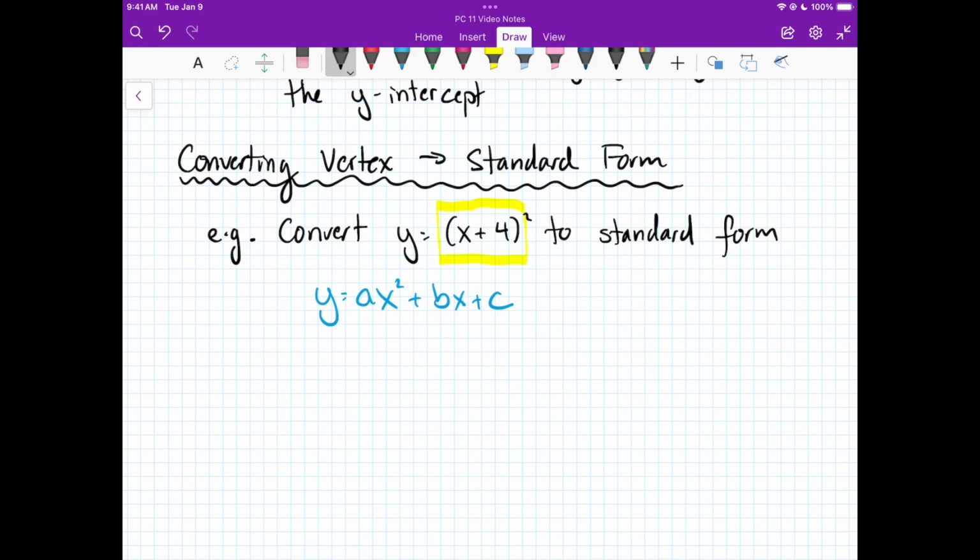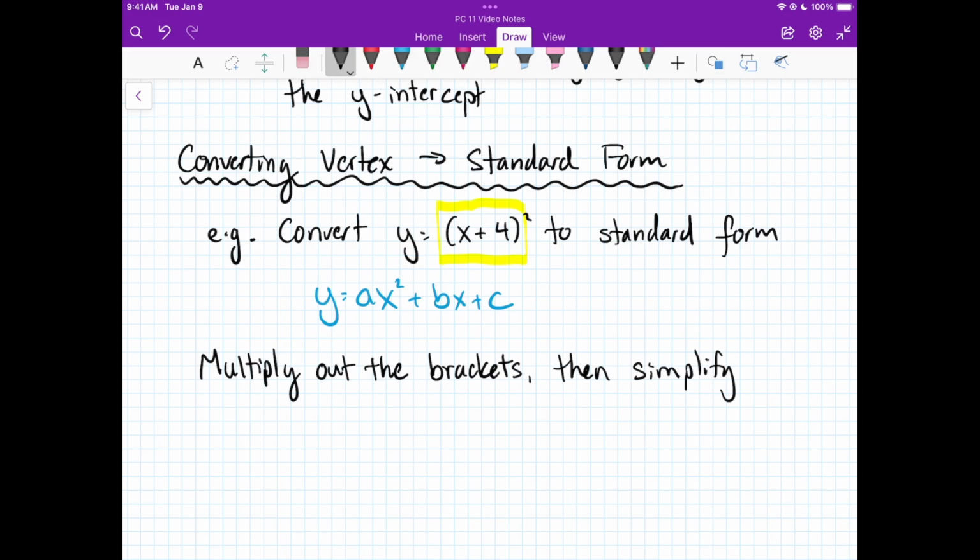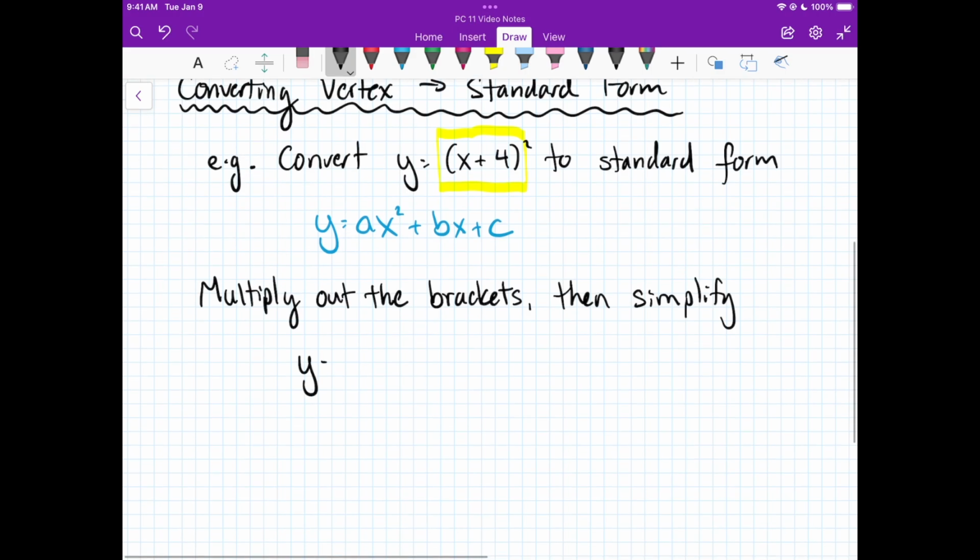So thinking back to grade 10, (x plus 4) squared, well, a square represents multiplying something by itself. And so that's what we're going to do. We're going to multiply out the brackets and get rid of the exponents. Once we've done that, we just have to simplify, and then we're basically done, at least for this one. So y equals (x plus 4) squared is the same thing as (x plus 4) times (x plus 4).